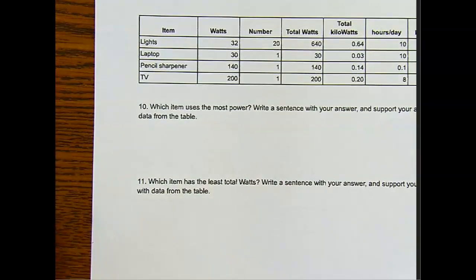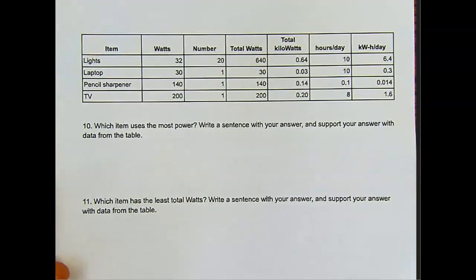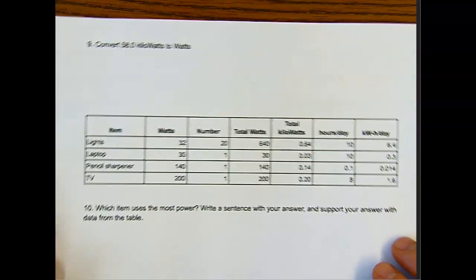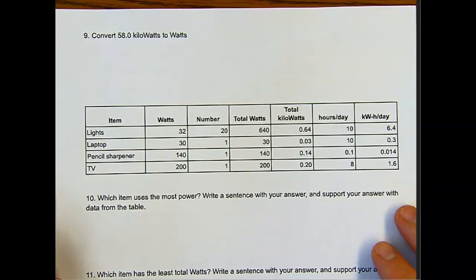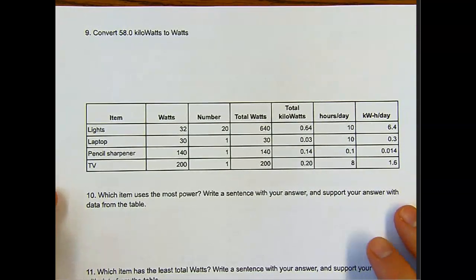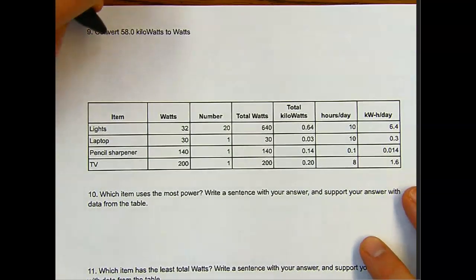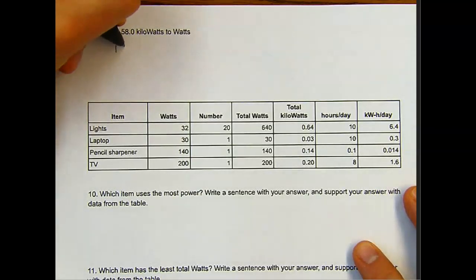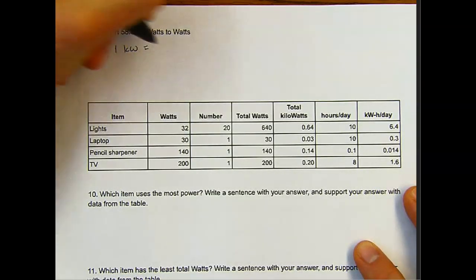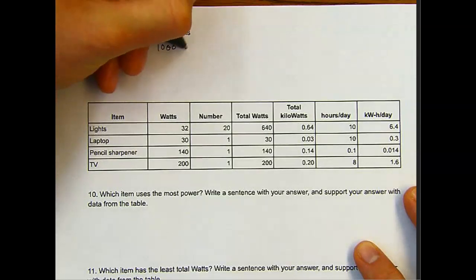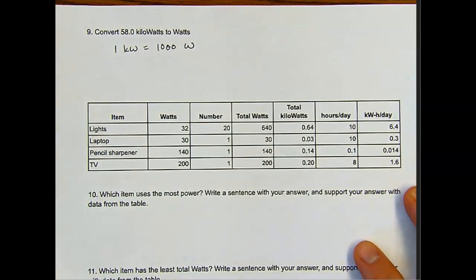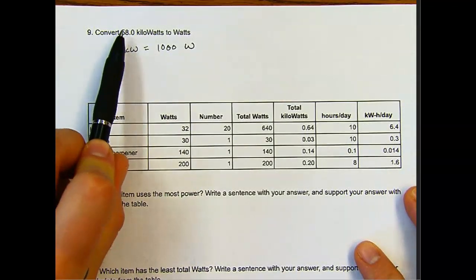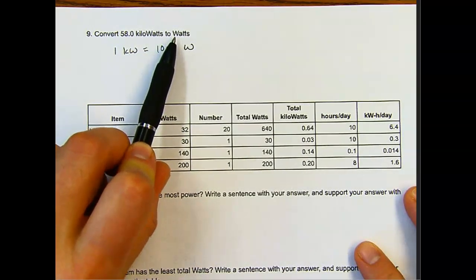This is one that I think is important. Actually, let me just do number 9 really quickly. Number 9, convert 58 kilowatts to watts. One thing I know is that 1 kilowatt is equal to 1,000 watts. So if I want to convert kilowatts to watts, I just need to multiply this number by 1,000.